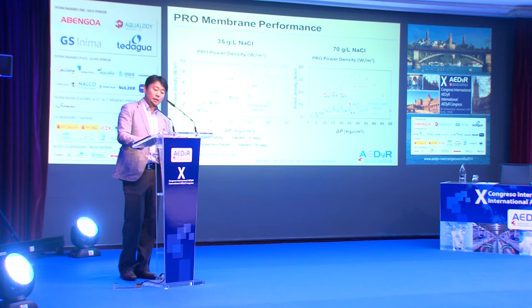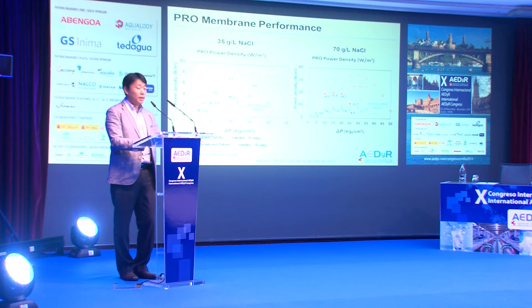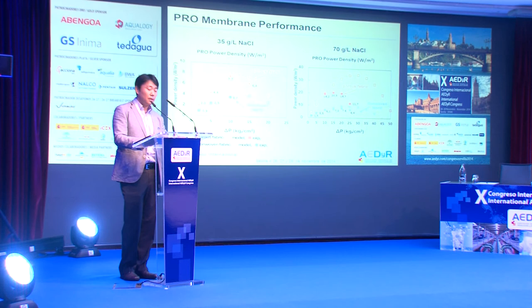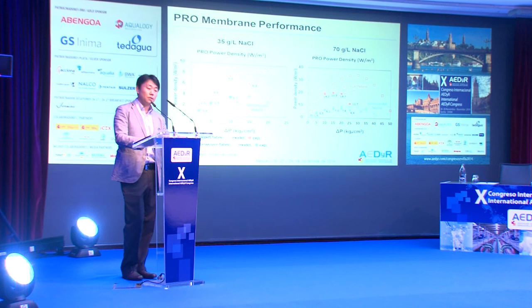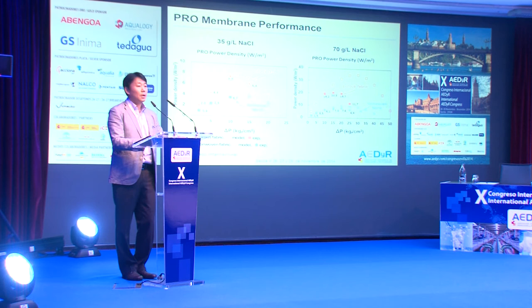In the case of using porous fabric, the power density showed a large difference between experimental and model data, as we suspect that the deformation of the support layer caused the difference. Because the pressure resistance of the support layer using porous fabric was lower than that of the non-woven fabric, the deformation was more severe for the porous fabric membrane. However, the PRO membrane using porous fabric showed superior power density compared to the non-woven fabric.